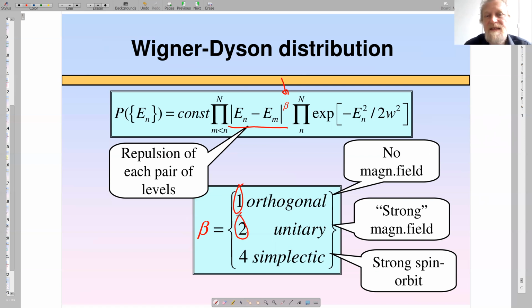And there's yet another ensemble, we have mentioned it shortly, an ensemble of symplectic matrices, which illustrate the case of systems with strong spin-orbit interaction. Good, there's repulsion, there's a potential which confines the levels, and you see the spread of the levels comes in the definition of this confining potential.